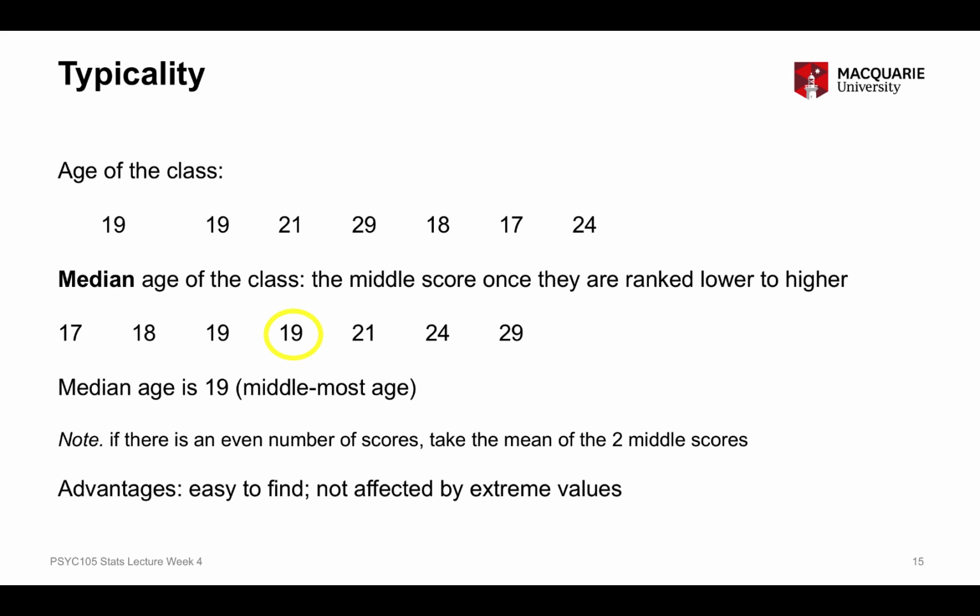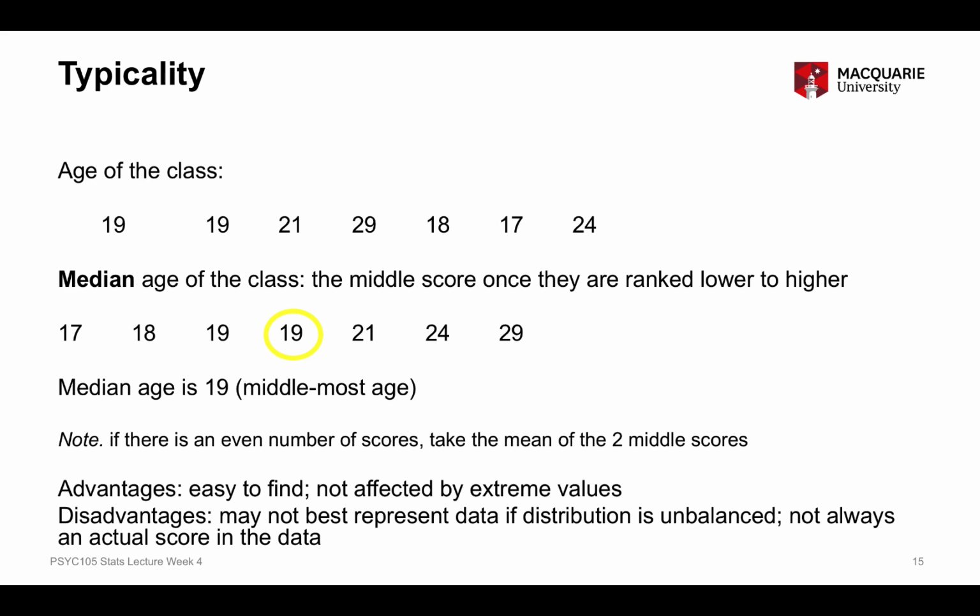One of the advantages of the median is that, again, it's relatively easy to calculate. And unlike the mean, it's not affected by extreme values. So if you have one score that's very, very unusual compared to the other scores, the median isn't going to be particularly affected by that, other than the fact that it is one extra score. So it's not going to pull the median out like outliers pull the mean out.